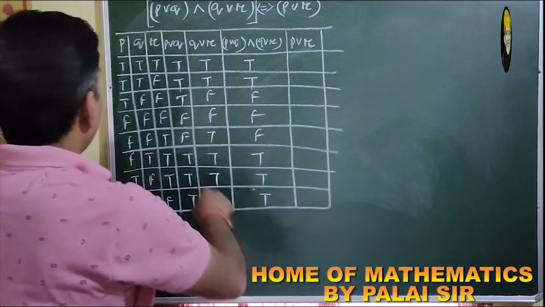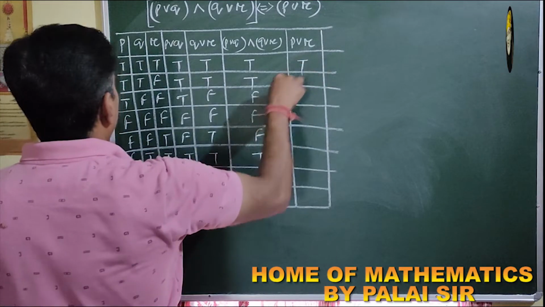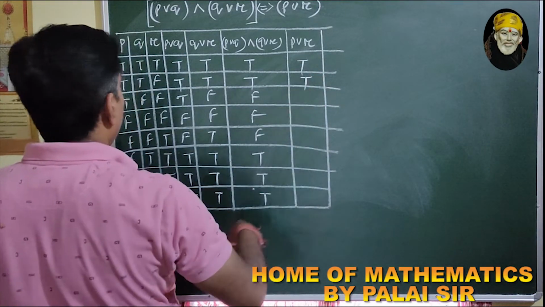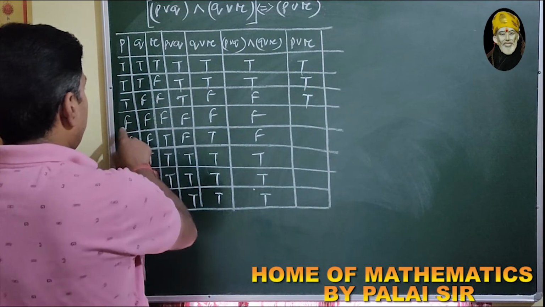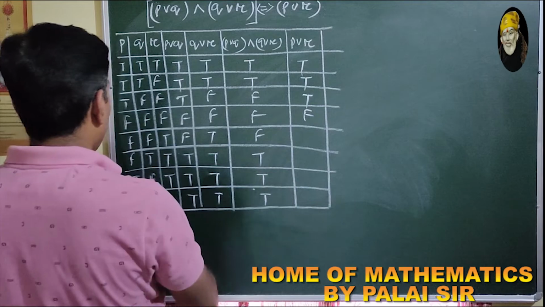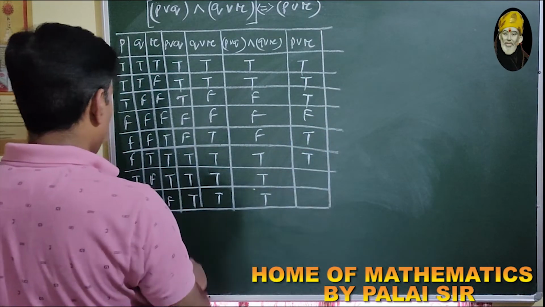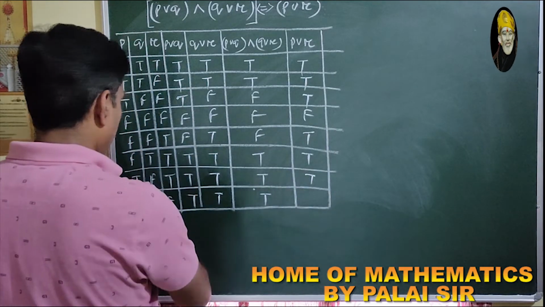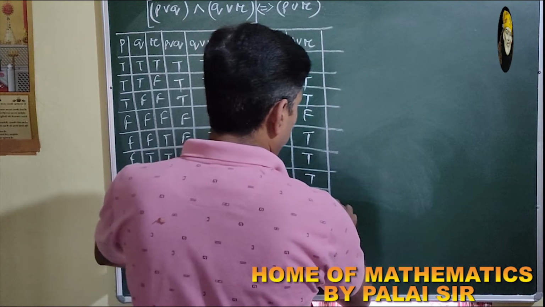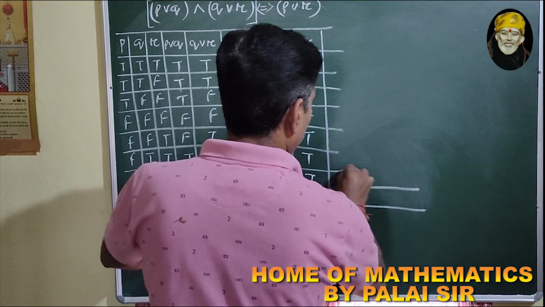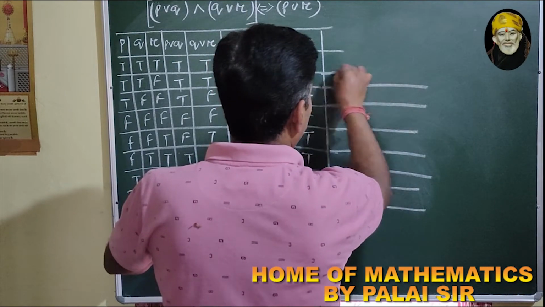So you compare the value in between P and R. True, true, that is true. True, false, true. Then true, false, true. False, false, false. False, true, true, false, true, true, true, true, true, and false, false, this is false. Then next, this is the final statement that you have to write here.